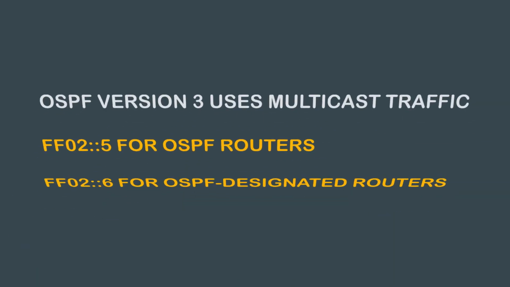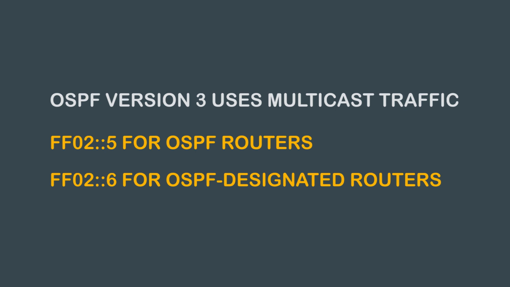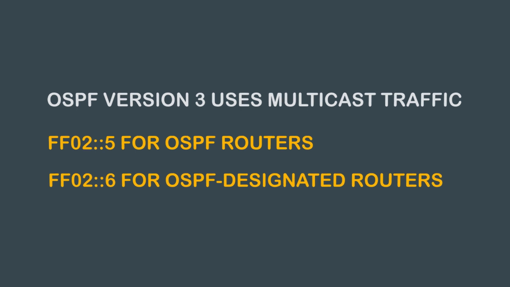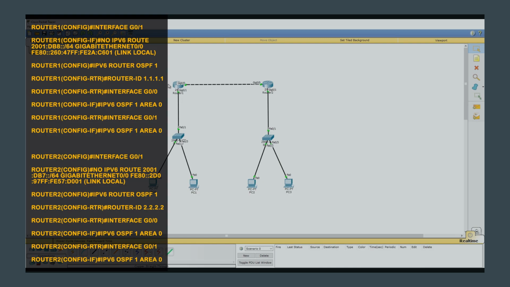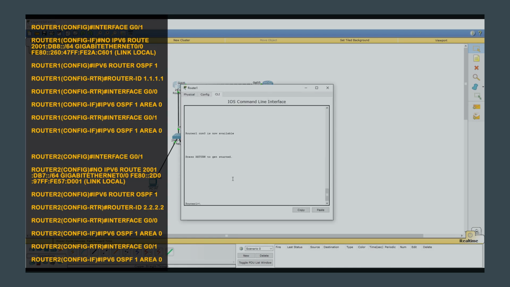And OSPF version 3 still uses multicast traffic to send its updates and acknowledgements with the address FF02::5 for OSPF routers and FF02::6 for OSPF designated routers. These new addresses are the replacement for 224.0.0.5 and 224.0.0.6. The configuration of OSPF version 3 is going to look like this. Please pause the video and run these commands in your network simulator.